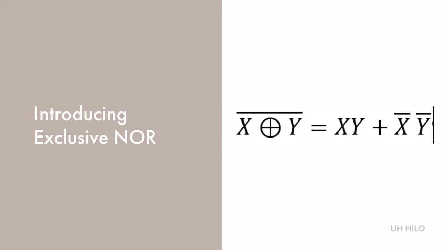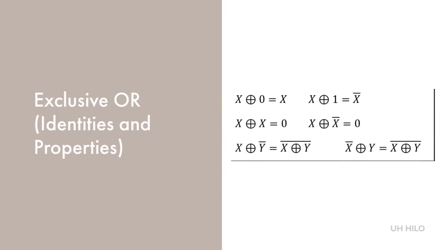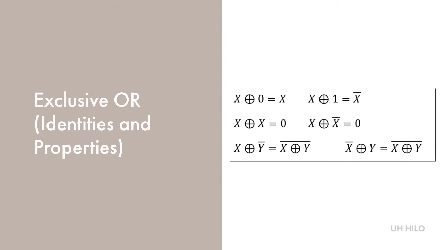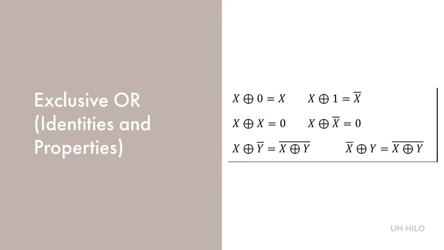Let's turn our attention back to exclusive OR. Here are some important identities that apply to exclusive OR. The exclusive OR operator is also commutative and associative. This means that we can evaluate 3 variable exclusive OR operations in any order we like.